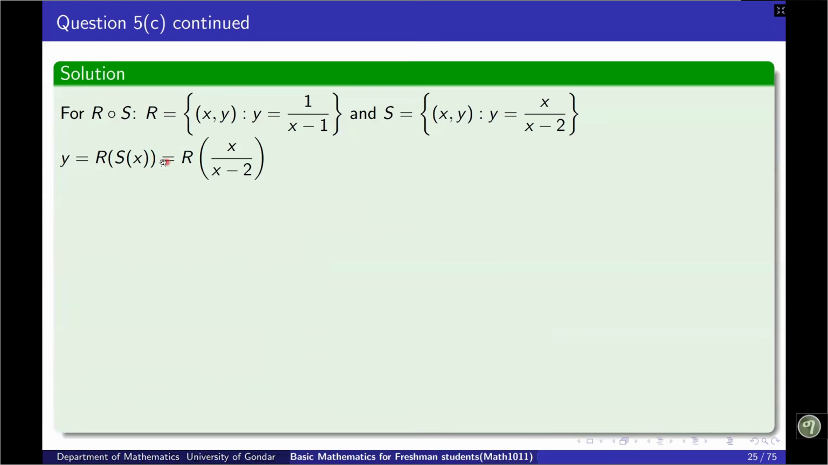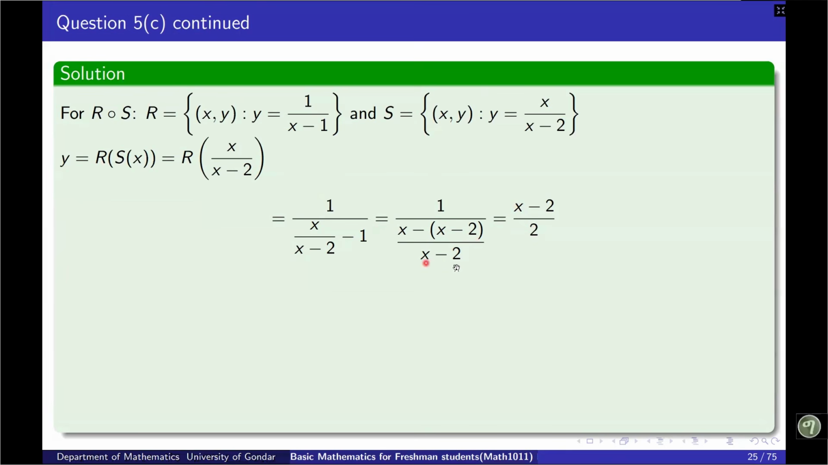Similarly, for R composite of S, R is given to be this, and S is this one, so that R composite of S could be y is equal to R of S of x, which is R of x over x minus 2. Then this is equivalent with 1 over x over x minus 2 minus 1, which is equal to 1 over x minus x plus 2 over x minus 2, which can be further simplified to x minus 2 over 2.